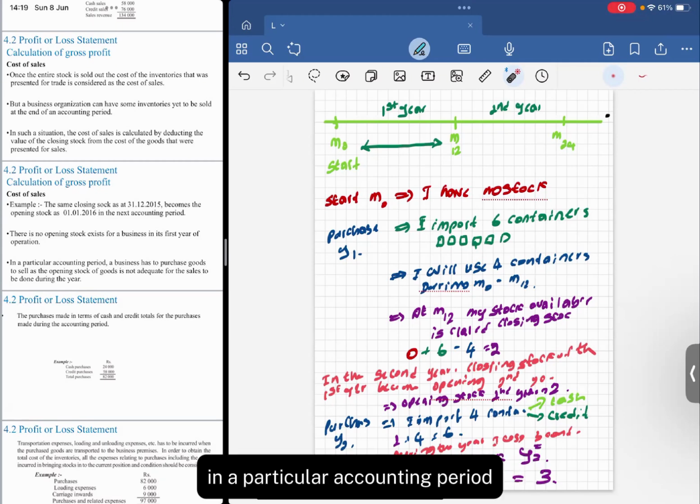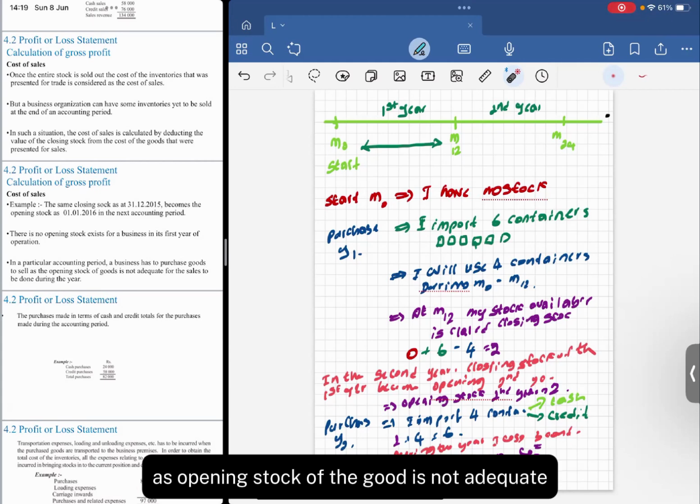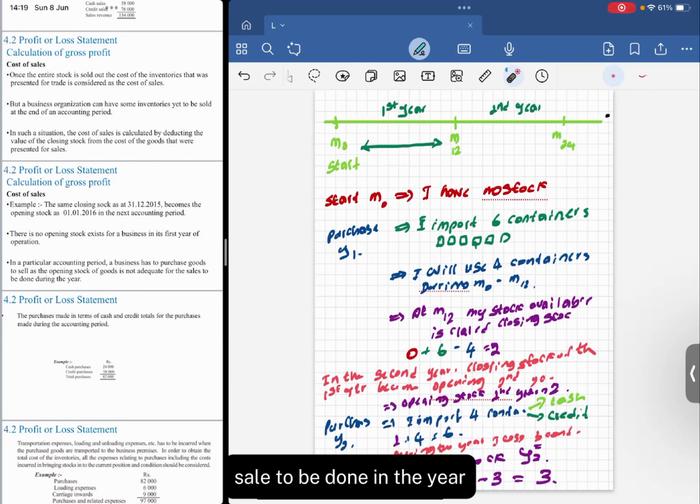In a particular accounting period, a business has to purchase goods to sell, as the opening stock of goods is not adequate for the sale to be done in the year.